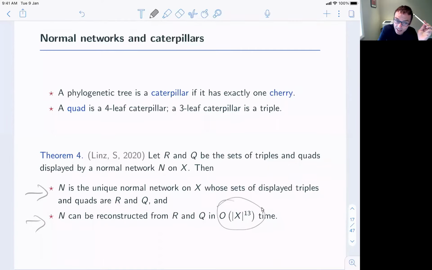I don't even need the other four-leaf phylogenetic trees. We don't need trees looking like this, which is the other type of four-leaf tree. We don't need those ones at all. All you need are the caterpillars on four leaves and the caterpillars on three leaves.